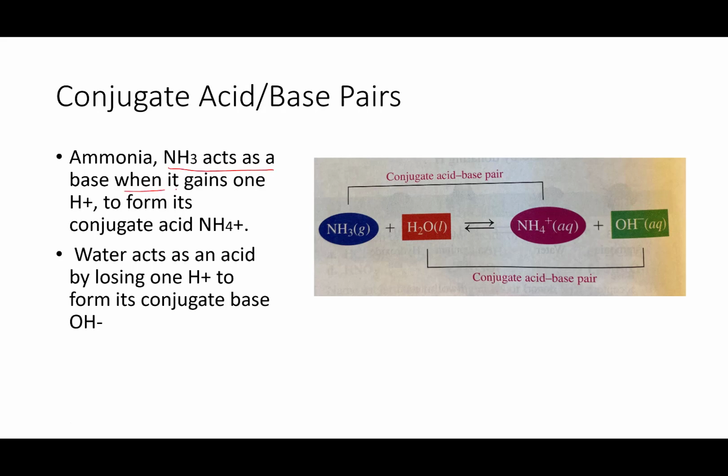Ammonium acts as a base when it gains a hydrogen from the water, and this is the base. Its conjugate acid is over here, and it is what is produced after that hydrogen has been accepted by the ammonium. Now, the water molecule in this situation acts like an acid because it is giving away, or losing, a hydrogen to the hydroxide.